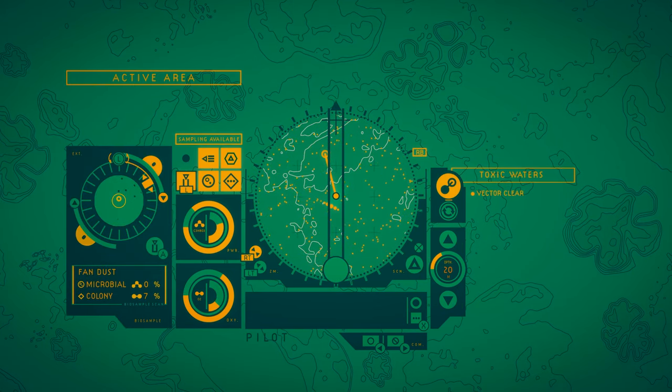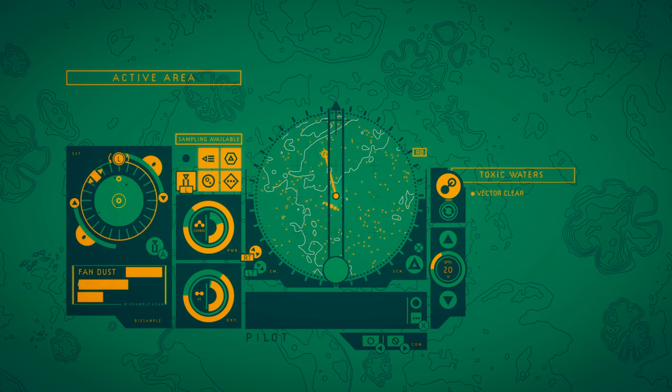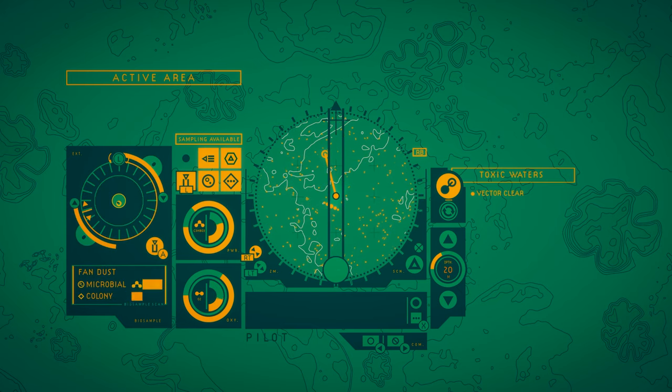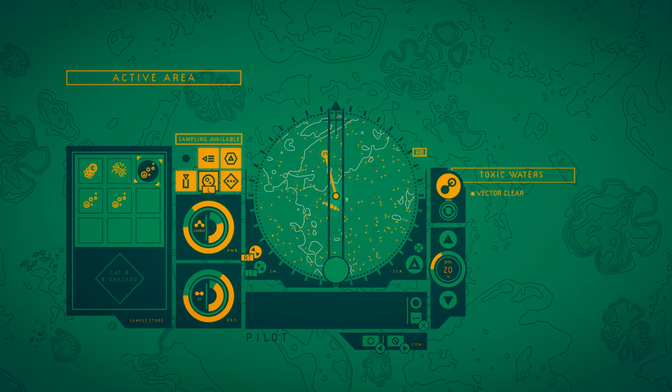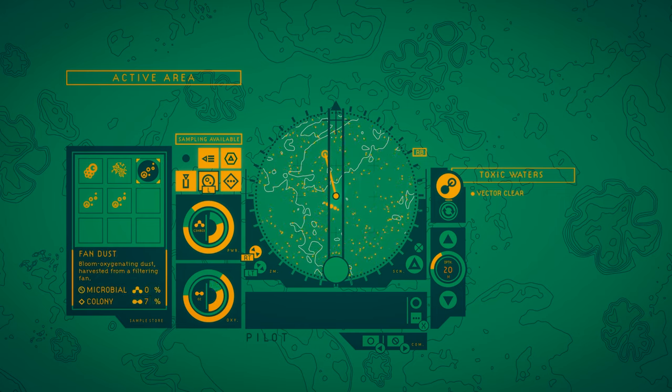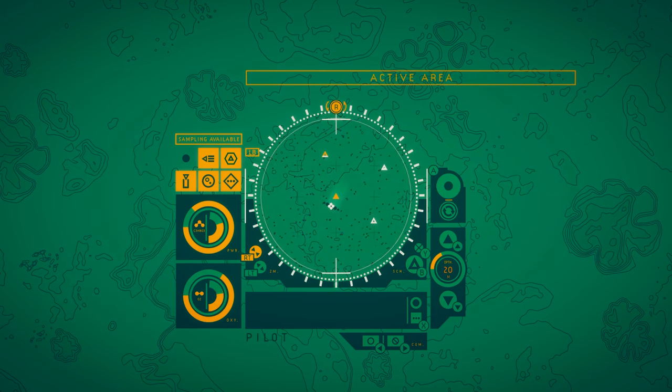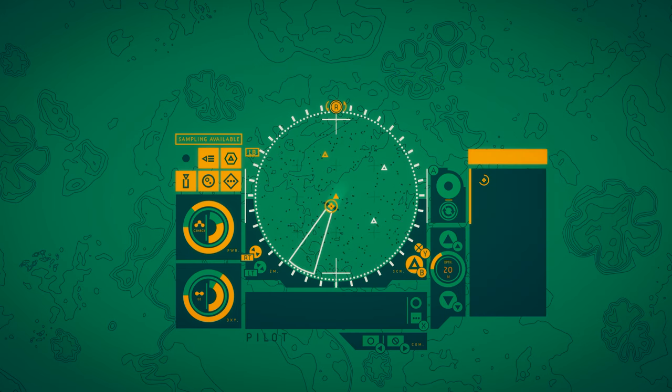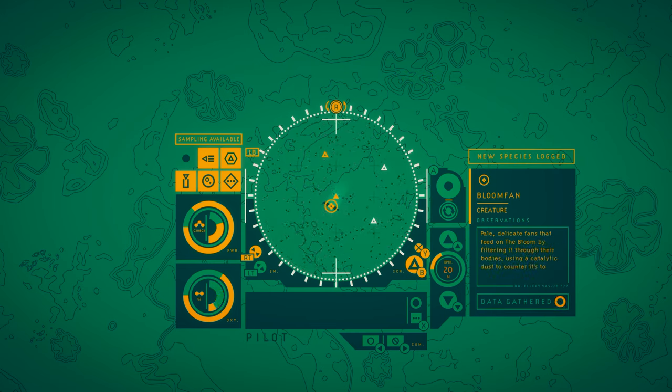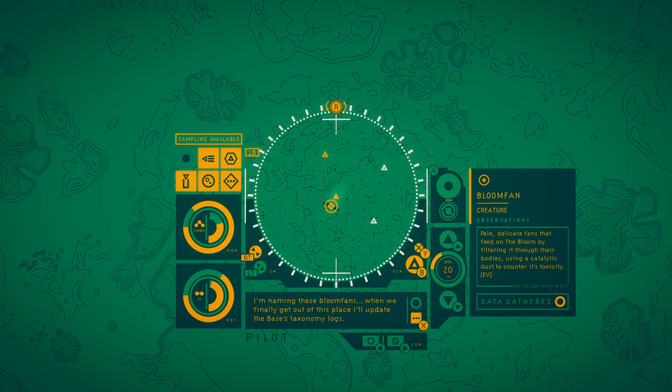Fan dust. That's the stuff that I think activated the creatures. Logged them. I'm naming these bloom fans. When we finally get out of this place, I'll update the base's taxonomy logs.